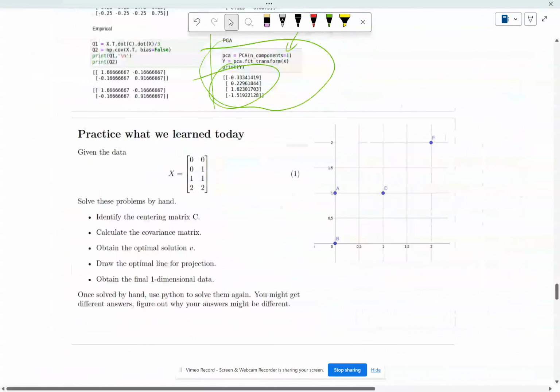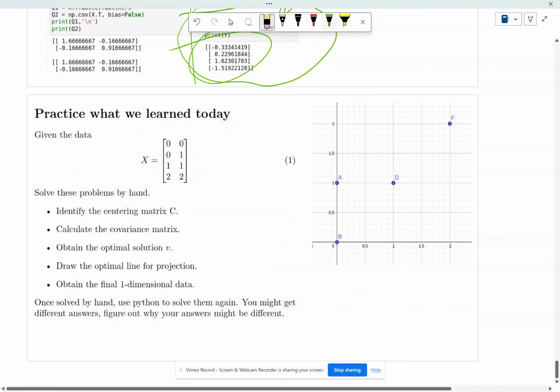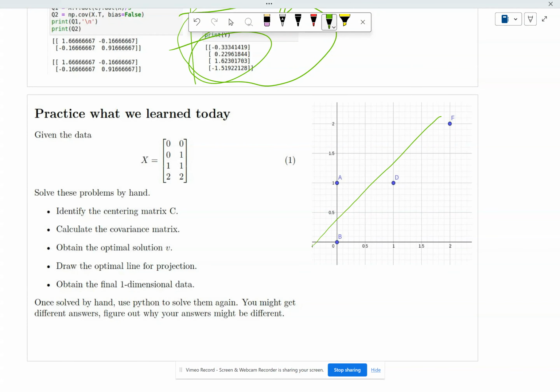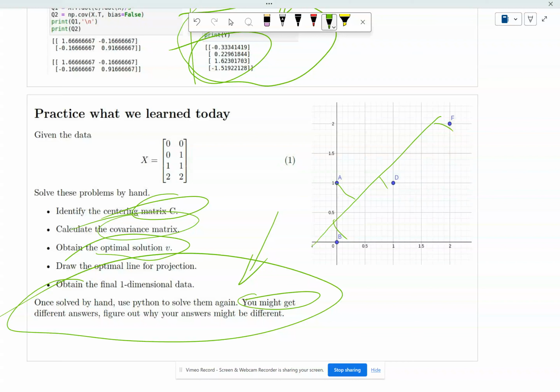All right, so I think this is the last slide. Here's the data. I want you to do it by hand and figure out the best direction for the projection that gives you the least amount of error. So you want to identify the centering matrix, calculate the covariance matrix, then you can find an optimal solution from eigendecomposition. Once you solve it with Python again, you might get different answers. So you want to figure out why your answers might be different.